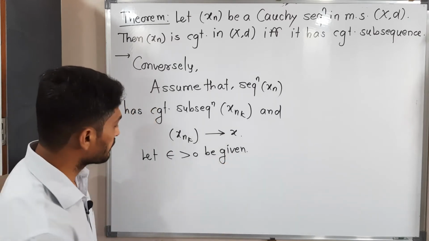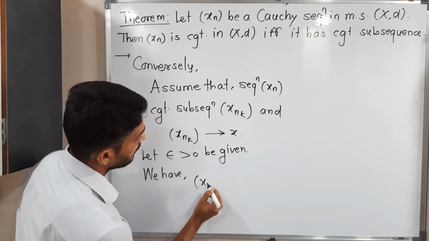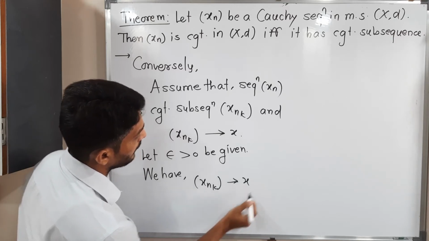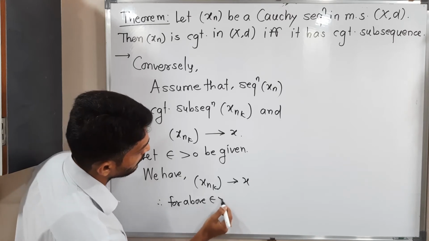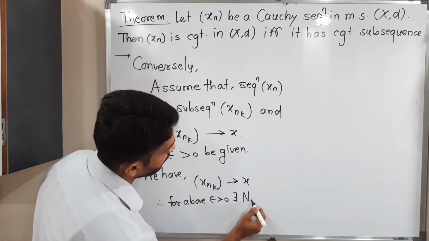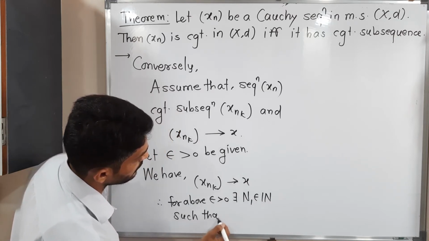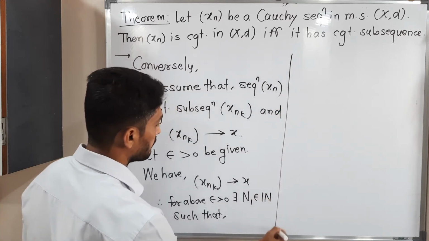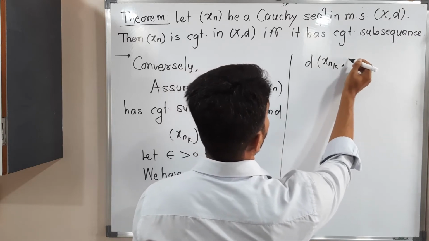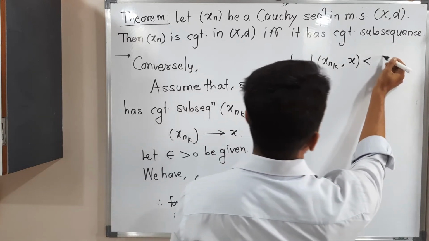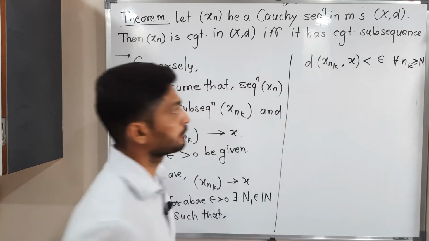Let us use the given information. We have x_{n_k} converges to x. So therefore, for any epsilon greater than 0, there exists a natural number N1 belonging to the set of natural numbers such that, by definition, d(x_{n_k}, x) < epsilon for all n_k greater than or equal to capital N.